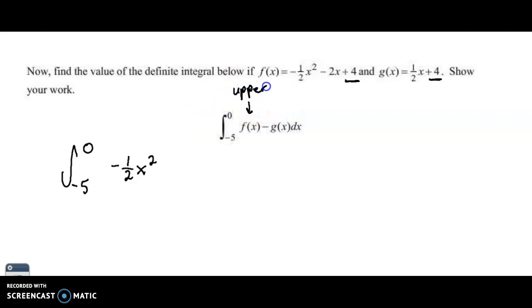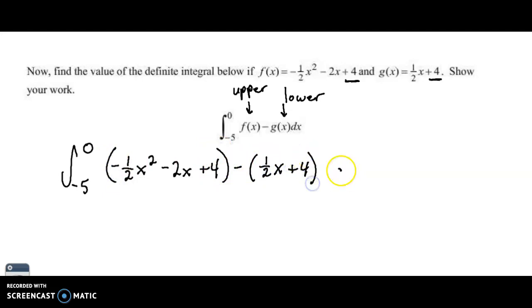And what do I mean by upper? It's the one that goes higher because the area is larger. And then this one would be the lower function. So -1/2 x squared minus 2x plus 4.